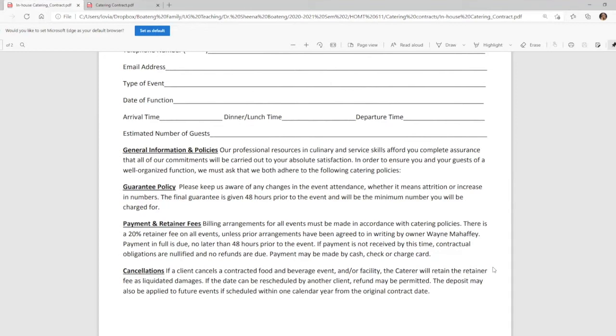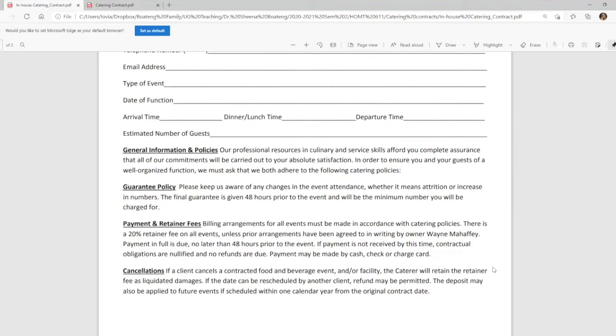However, they agree that there's a possibility they can charge you more. That's why they took the pain to write minimum number. Do you see that? Yes. There's a chance that that number will increase. Assuming during the event, they observe that the number you guaranteed 48 hours ago has significantly increased. Please, does that make sense?